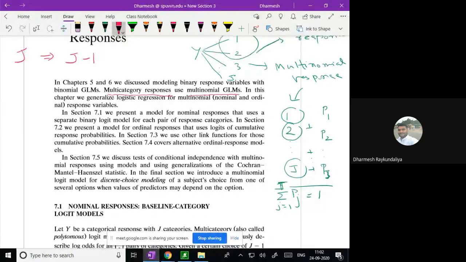So the basic concept is that when you have a multi-category response, we use the multinomial GLMs. Multi-response categories: several brands of phone, you have to opt for any one. Several universities are ready to give admission, you have to select any one. Several examinations are there, competitive examinations, which exam are you going to appear for, so you have to opt for any one. Likewise, the things that you have to select, and only one.